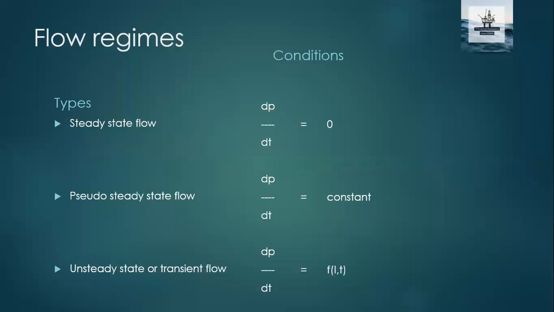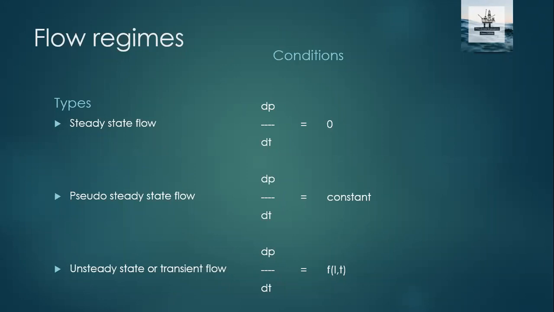So next topic, we are going to discuss flow regimes. We have three types of flow regimes mostly observed inside your reservoir, and they follow a sequence: steady state flow, pseudo steady state flow, and unsteady state or transient flow. How are these flow regimes understood? What are the conditions, and what symptoms can you observe inside the well?